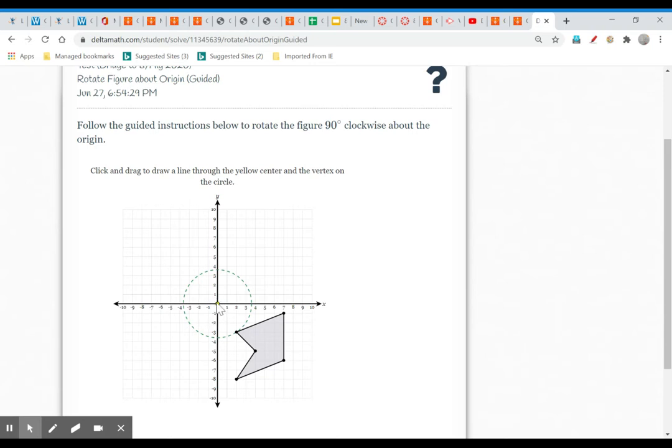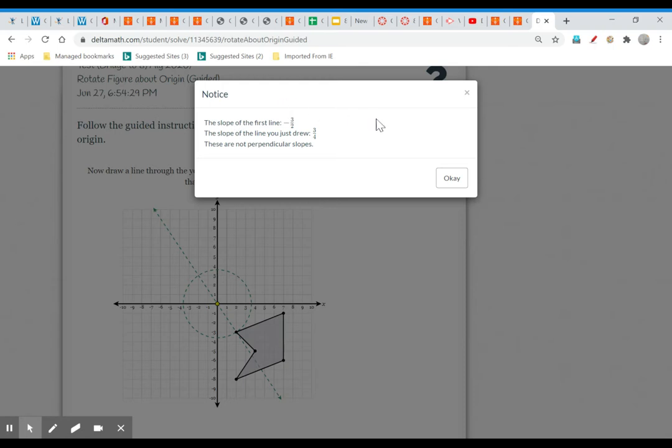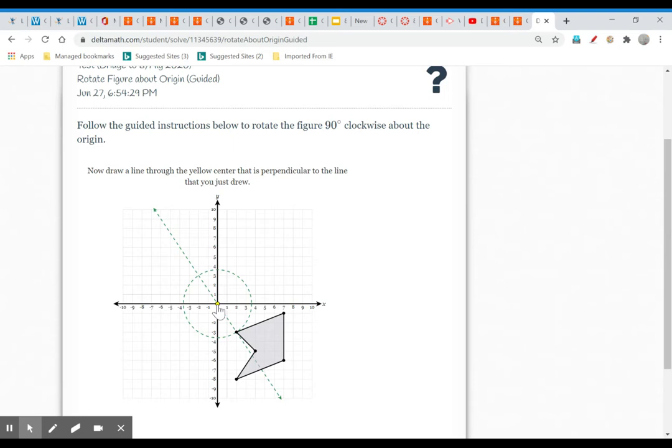It says click and drag to draw a line through the yellow center and the vertex on the circle. Okay. So they want you to click the origin and then match it up with the vertex that you had intersect with the circle. Now they want you to draw a perpendicular line, so one that would make a 90-degree angle. Sometimes you can get lucky and eyeball it, and then other times it gives you this weird message. So what I'm going to show you is to make a perfect perpendicular line.